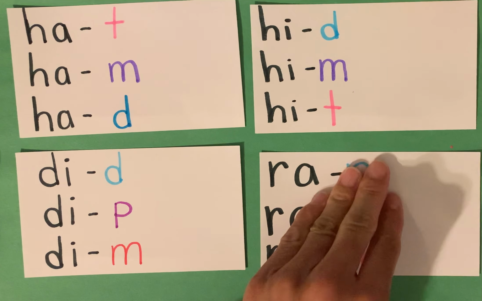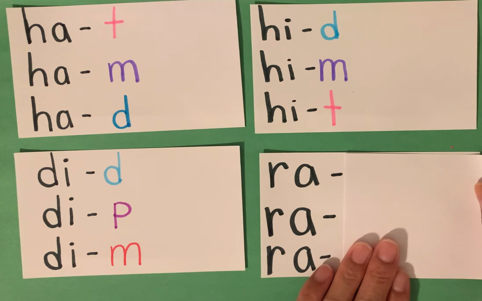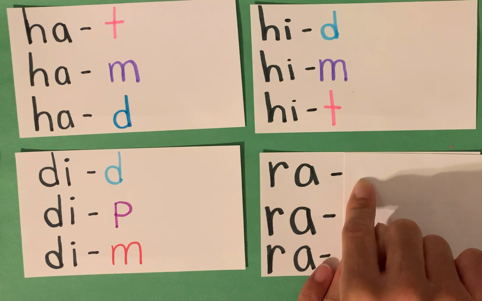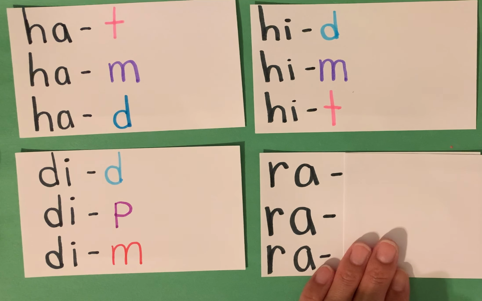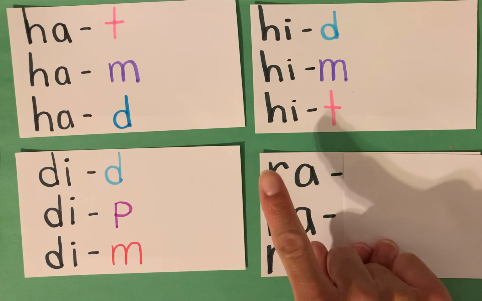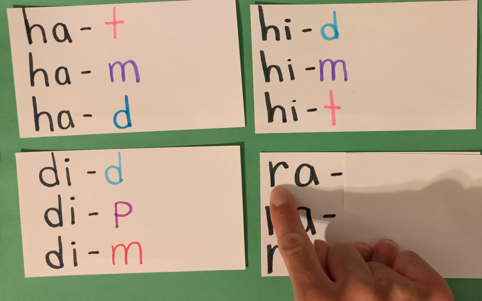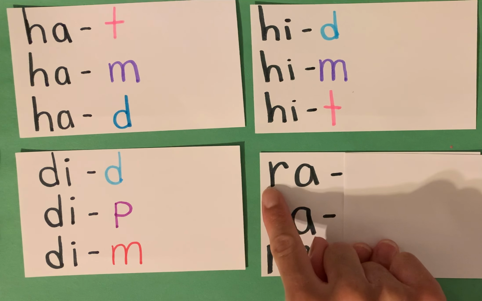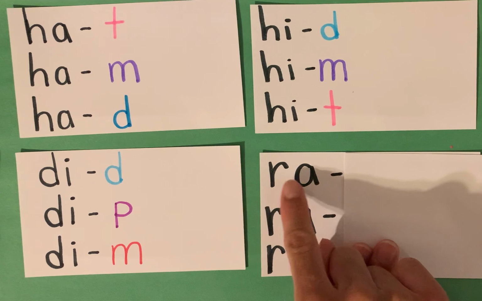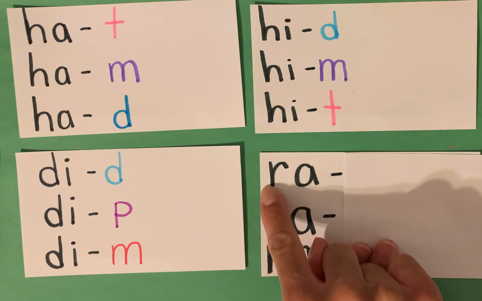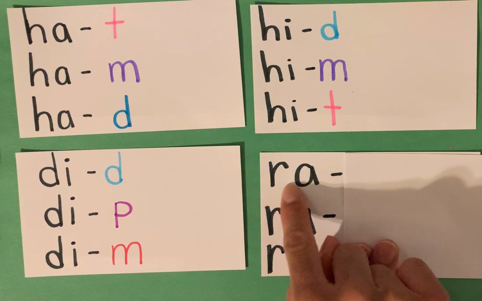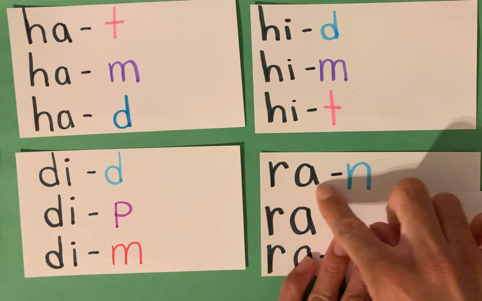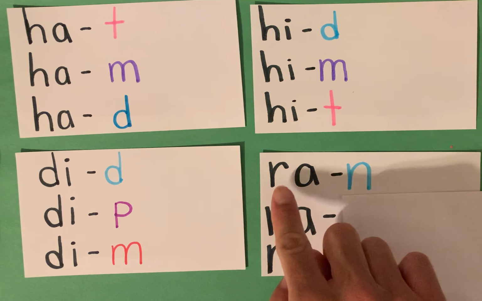So we're going to cover the last letter. We're first going to sound out the first two, and then we're going to add the third letter. Ready? R says ah. Put them together. Ra. Ra. Ran. Let's try again.